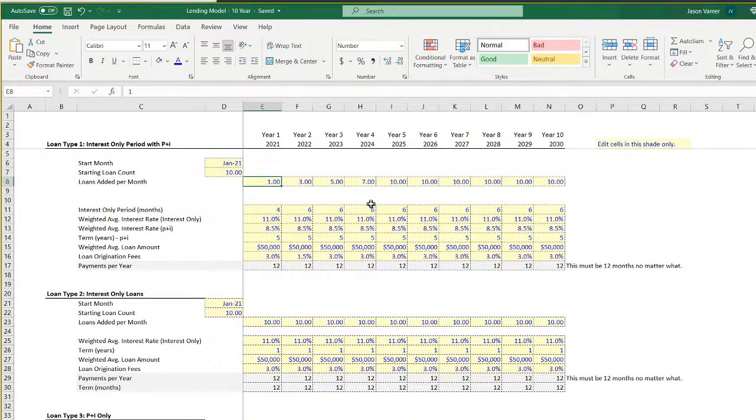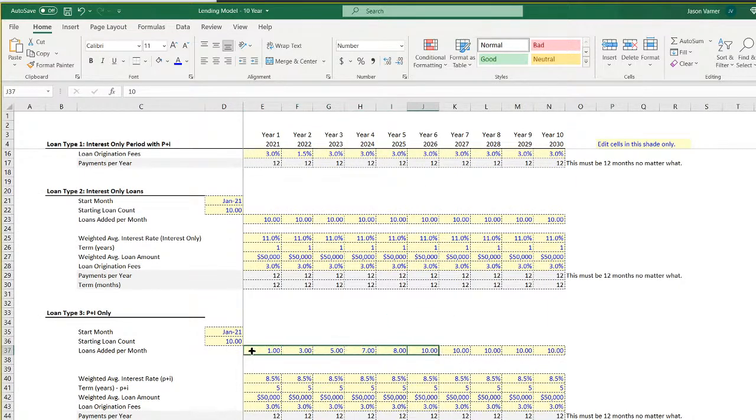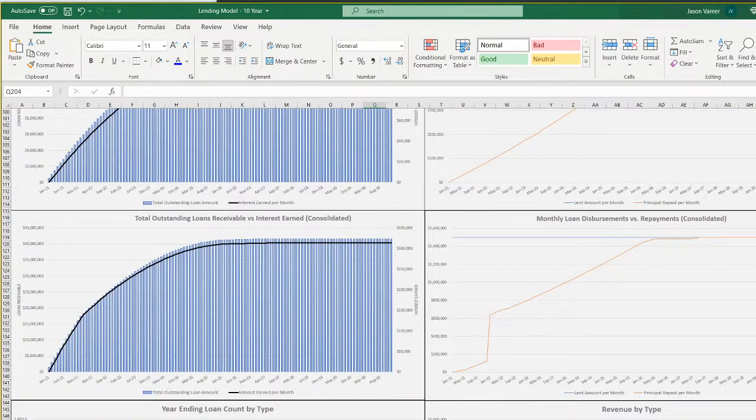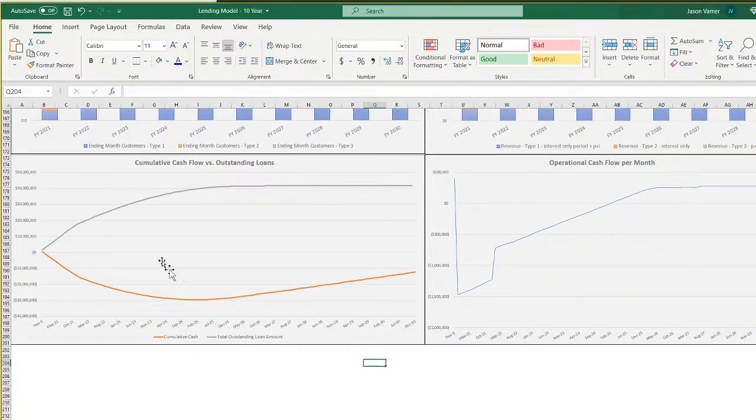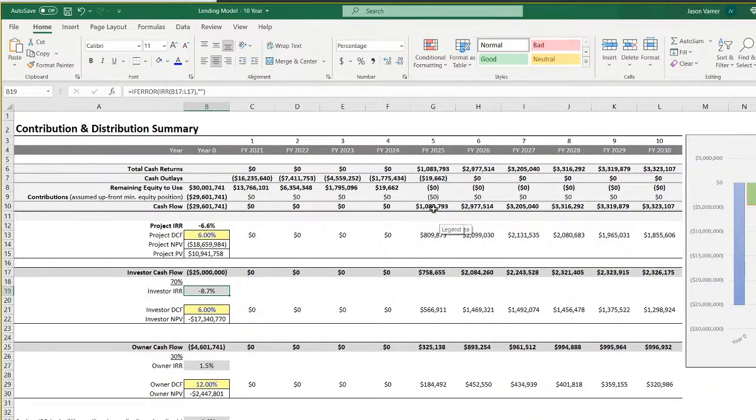Oh, here's why. We're not adding a bunch of loans till the end. So let's just move this to 10 and this to 10. Let's see what we look like now. Okay, bigger bows. Distribution now in year 5 we're positive, which makes sense because now you're getting loans paid back sooner and you're not lending out more loans in the future versus what's coming back.